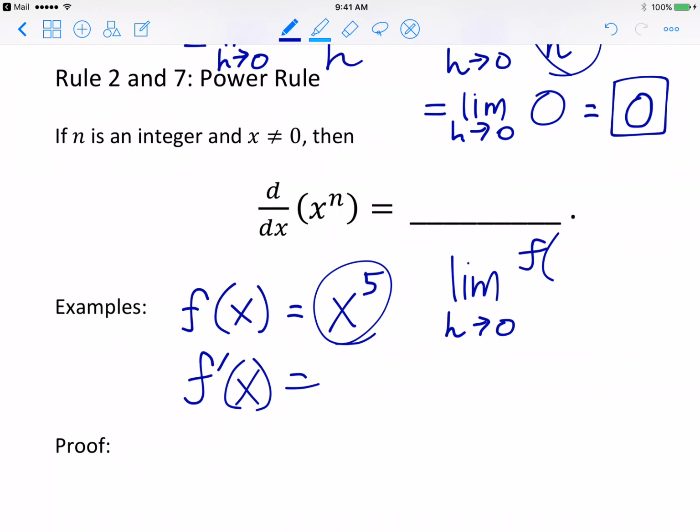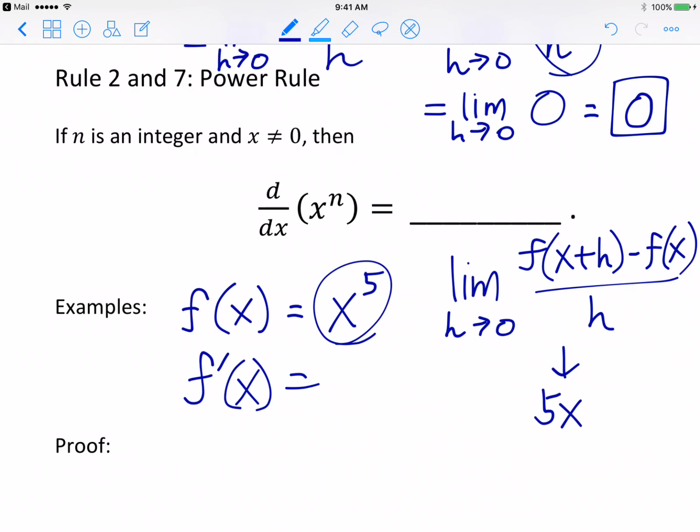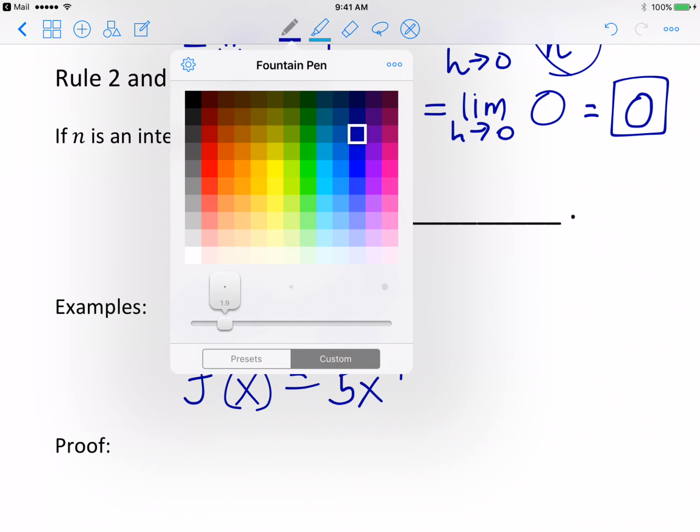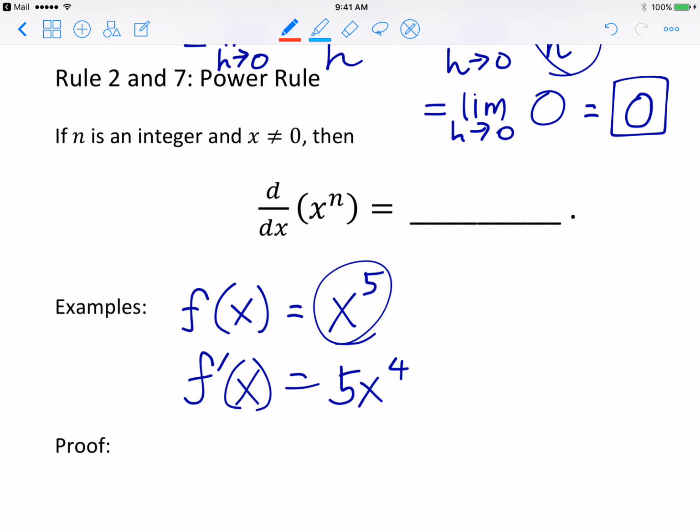So limit as h approaches 0 of f of x plus h minus f of x all over h. And then you could evaluate this limit, and then in the end, what you will end up with is 5x to the fourth power. And then I'm going to give you some other examples, and then I want you to try to see if you could come up with a pattern for this rule, for this shortcut.